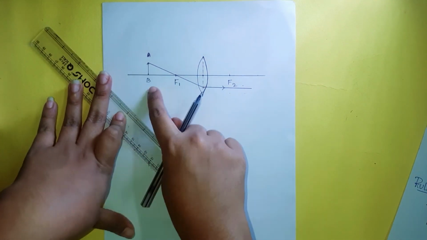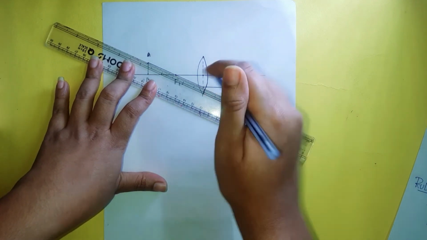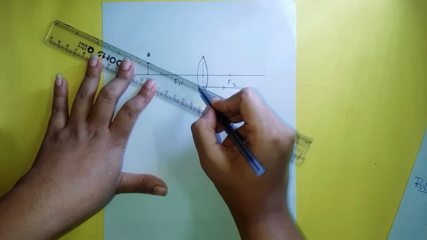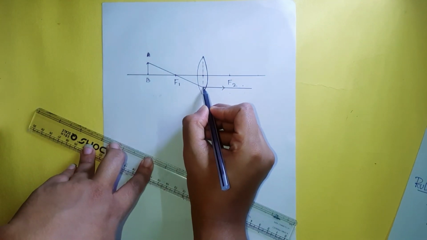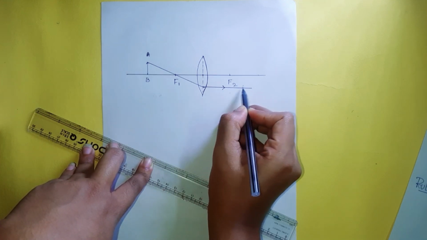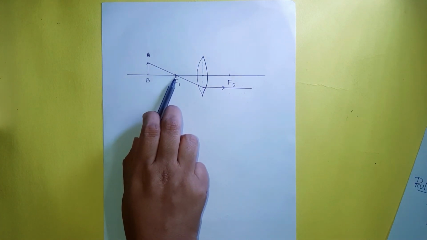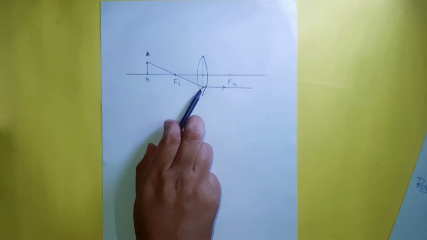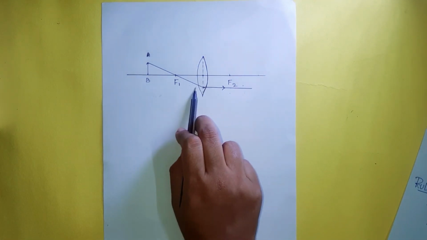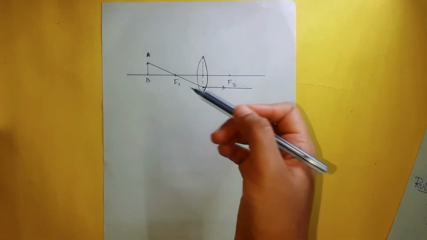So you have placed an object AB. When the incident ray from the object passes through the principal focus F1, after refraction the refracted ray will be parallel to the principal axis. So when the incident ray passes through the principal focus, after refraction through the convex lens, it emerges parallel to the principal axis. Hope I made it clear.